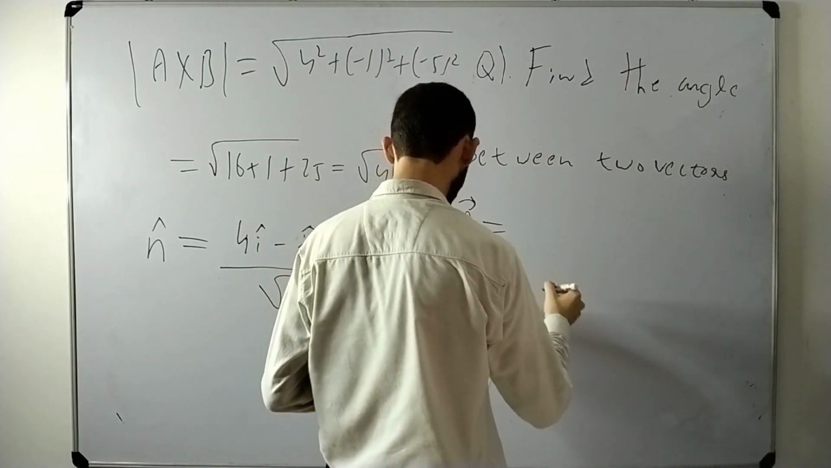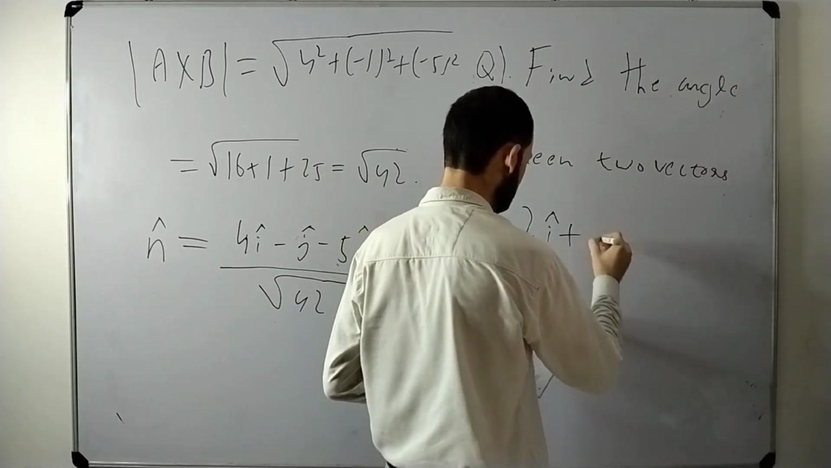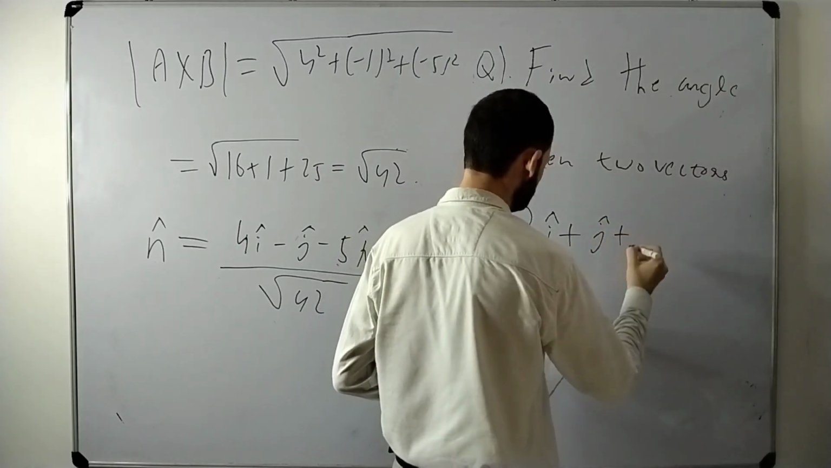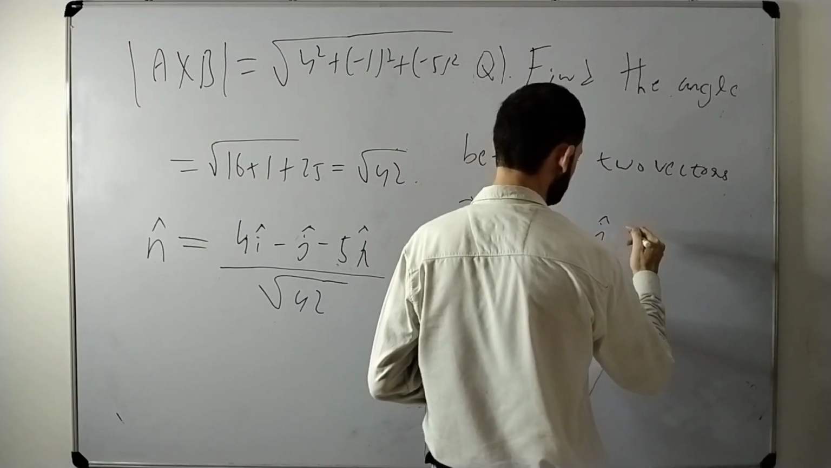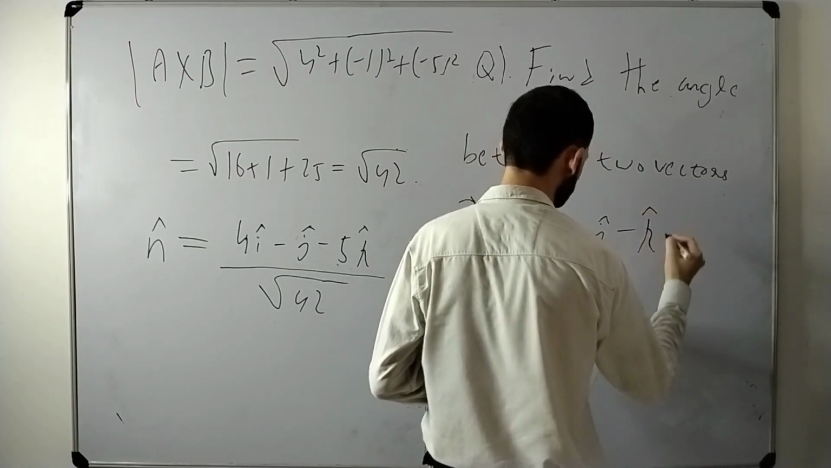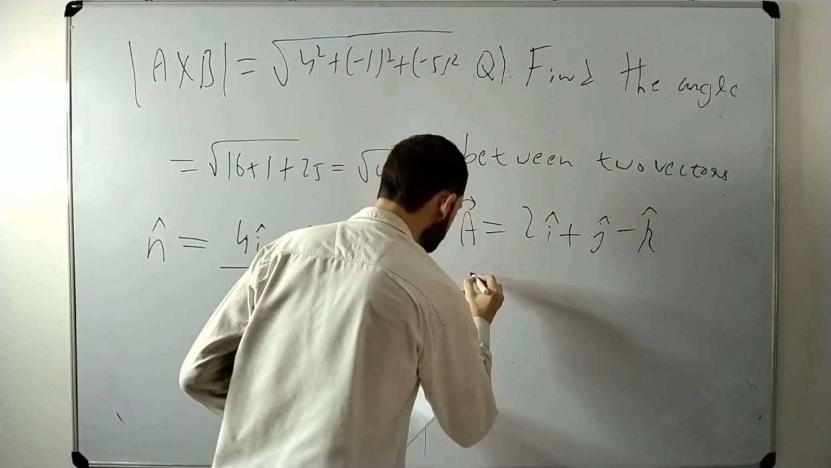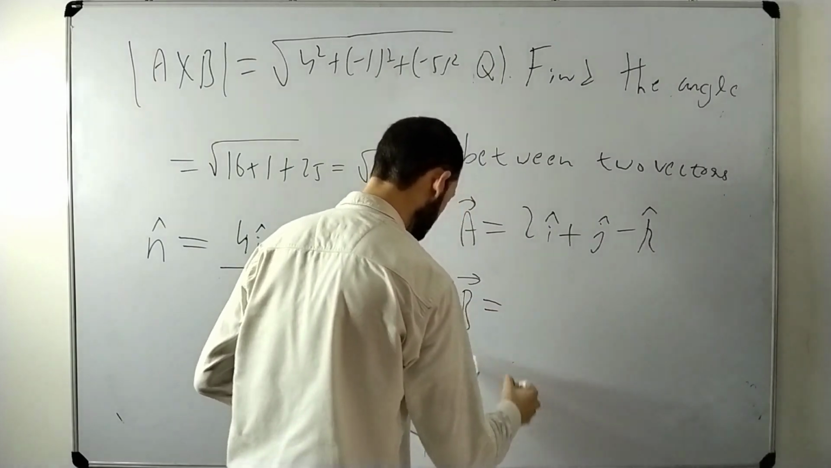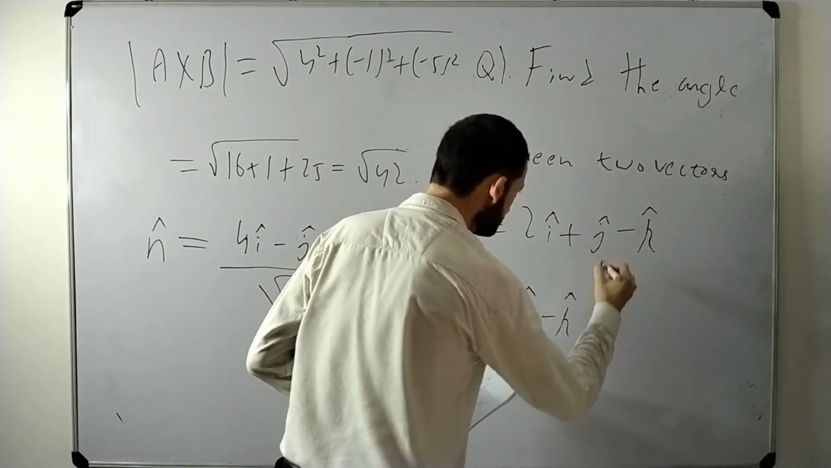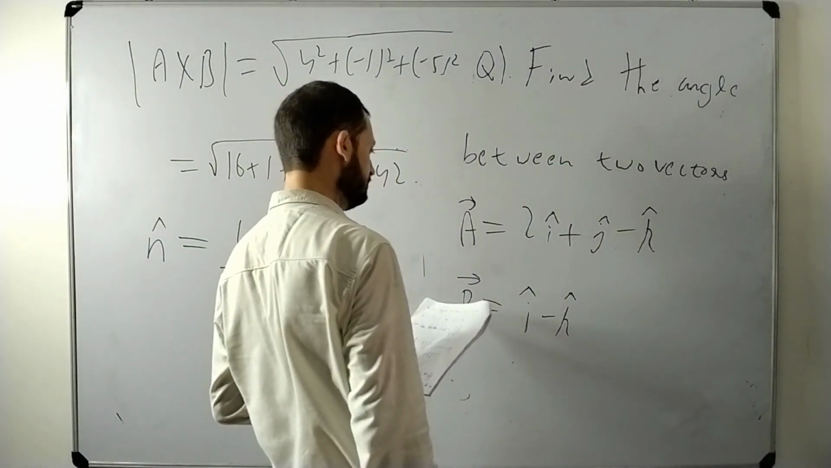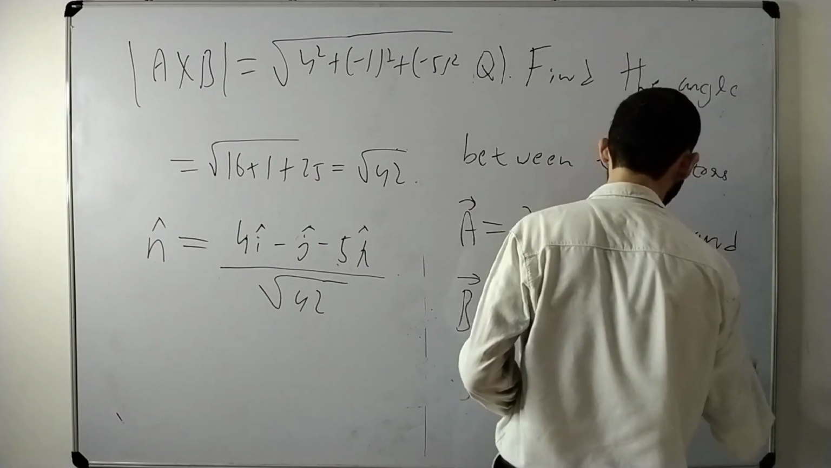A is 2i cap plus j cap minus k cap. And vector B is such that it happens to be i cap minus k cap. Right, student? These are the two values. Now find the angle between them.